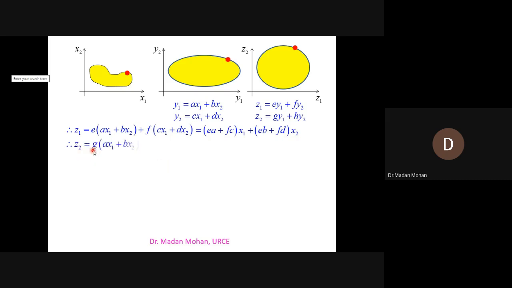Right. Similarly, Z2 equals G into Y1 plus H into Y2. Now tell me this, please. GA plus HC into X1. Right. Next, plus GB plus HD into X2. Right. Very good. What's your name? Rukmini, sir. Very good. Please interact. Now come to this one. Finally, I got Z1, Z2 from X1, X2 like this.